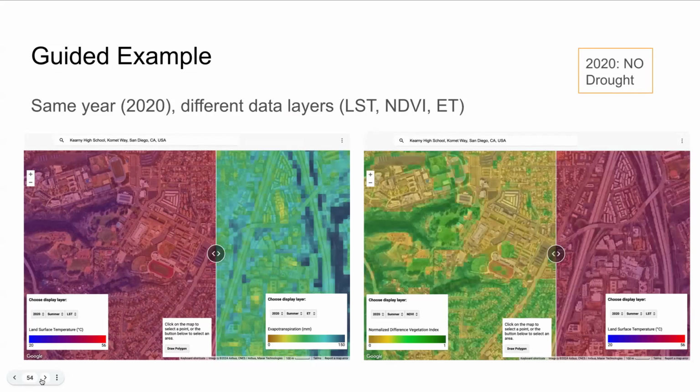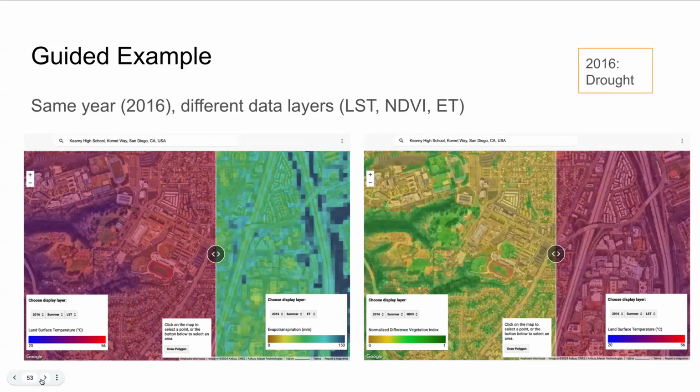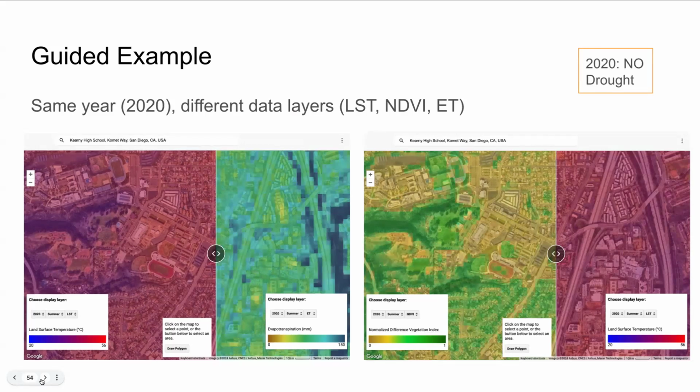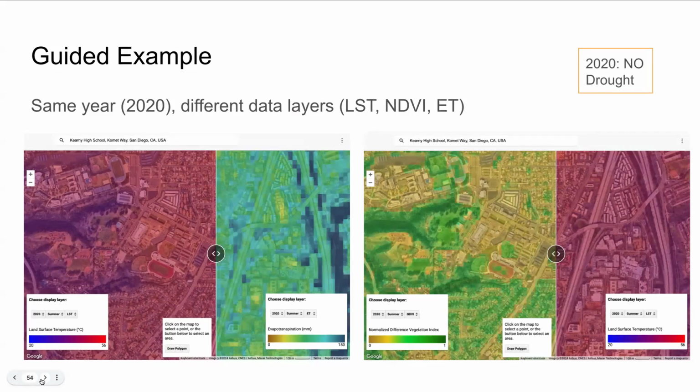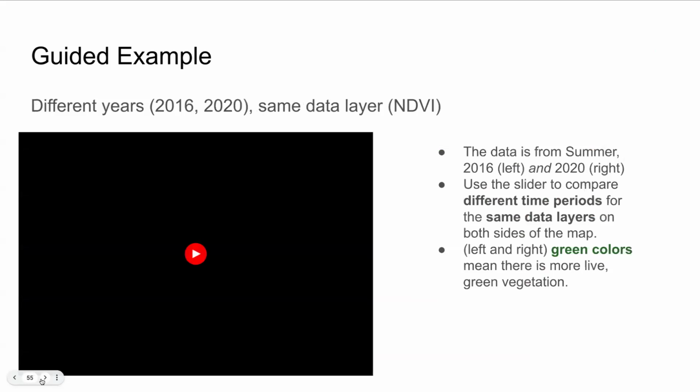This is 2020, so previous was 2016. This is 2020, which is not the drought year. The last one was the drought year. Same layers, but you can see there's a little bit of a difference here. You can pick one panel to look at, and then when we switch it, you can see things change slightly, although it's not totally clear. These are the same summers, but over different years. So these are the types of comparisons you can start to do.